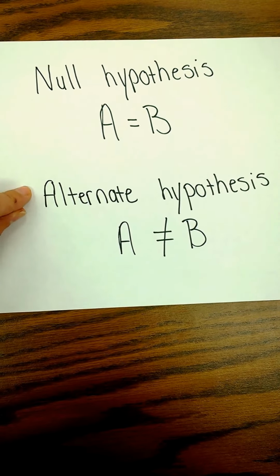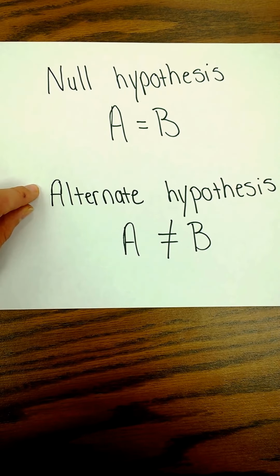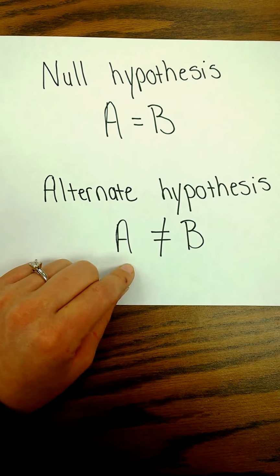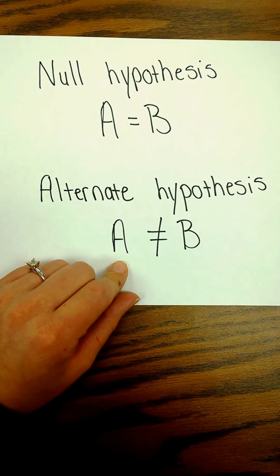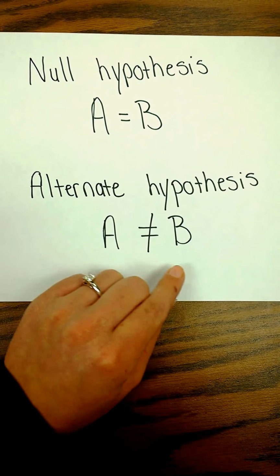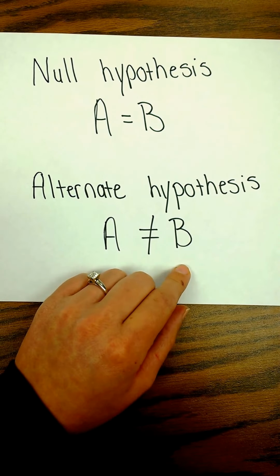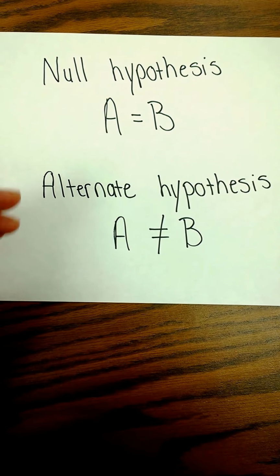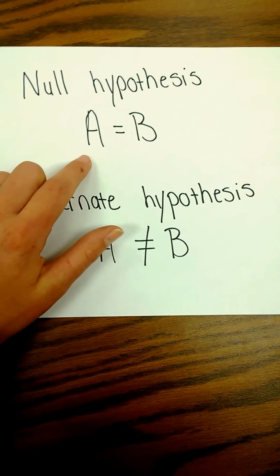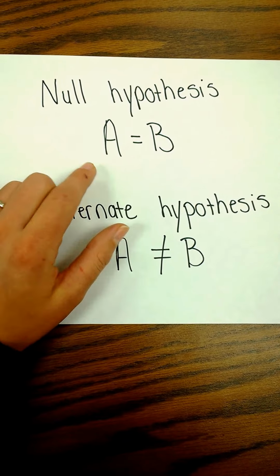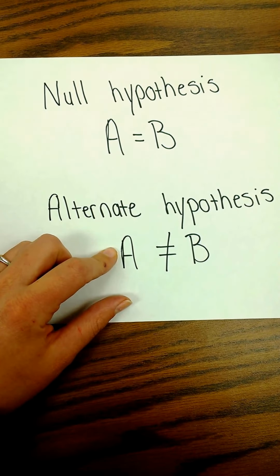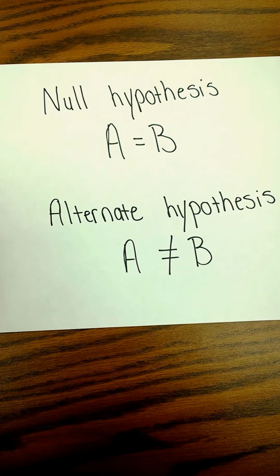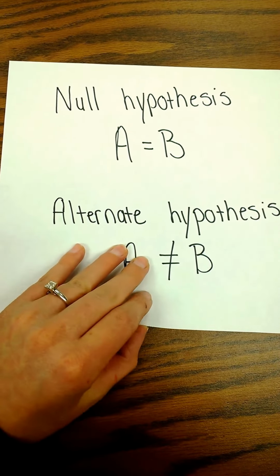We also have a term called an alternate hypothesis. An alternate hypothesis might look something like this: surface A is not equal to surface B. Now, how can we test whether surface A is equal to surface B? How can we test if surface A is not equal to surface B? Are those groups the same, or are those groups different?